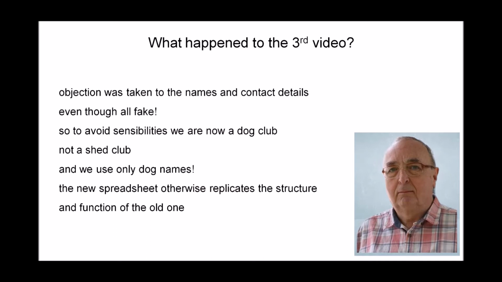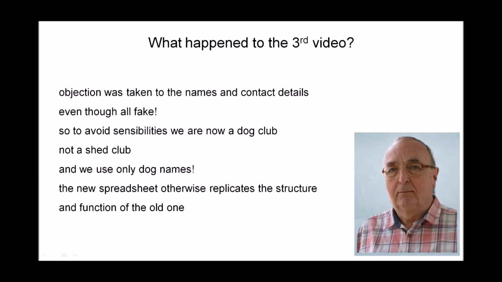So, it's no longer a shed club, it's going to be a dog club. It's going to have exactly the same structure, but it's for dogs. And we're only going to use dog names, not people names. So nobody's sensitivities can be offended by this new spreadsheet. In all other respects, the new spreadsheet will operate just like the old one. It will replicate its structure and it will function the same as the old one. And we'll be able to use the same type of script on it as we could on the old shed club.